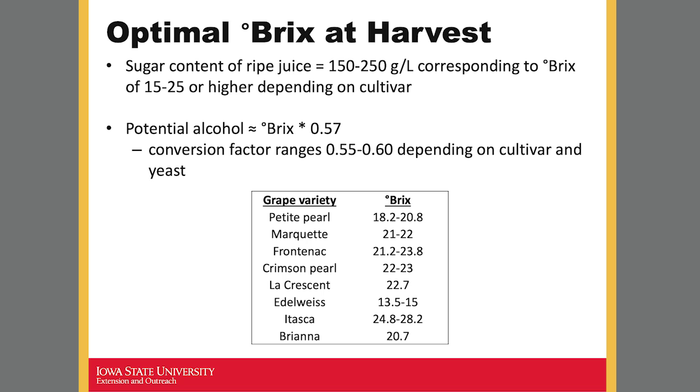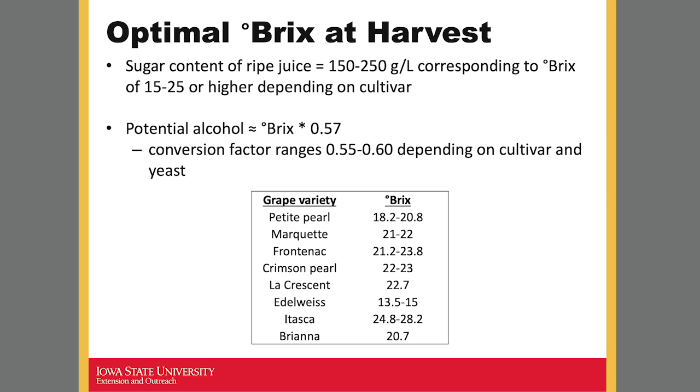For example, in the table, Marquette, which is one of the most popular cold hardy grapes grown around the Midwest and in Iowa specifically, you can expect a Brix just over 20, 21, 22. I have seen it as high as 26, but that was letting it hang for quite some time.